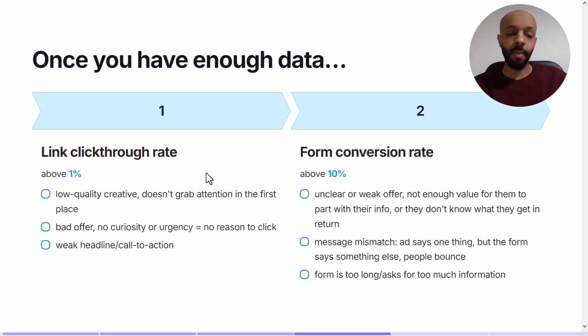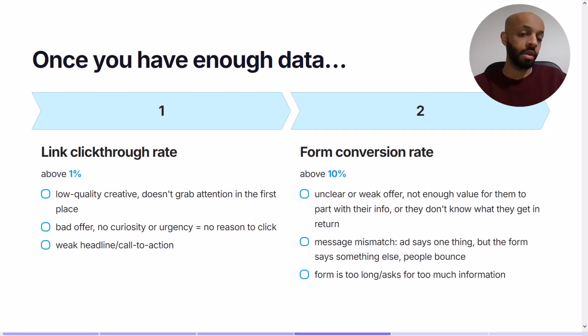But once you have enough data, and you're not happy with your cost per lead, now you can start looking at these two. So the link click-through rate, how often people are opening the form, that should be above 1%. And if it's not, it means that you've got a low-quality creative that doesn't grab attention in the first place. So people are just scrolling past your ad. That's one reason it could be low. Or maybe you've got a bad offer. People don't really understand what they're getting. There's no curiosity or urgency that you're creating with your ad or in your offer. Like, we're booking up spots for spring season with priority for the first 10 people. You're not doing any of that. So there's no urgency, no curiosity. There's no reason to click.